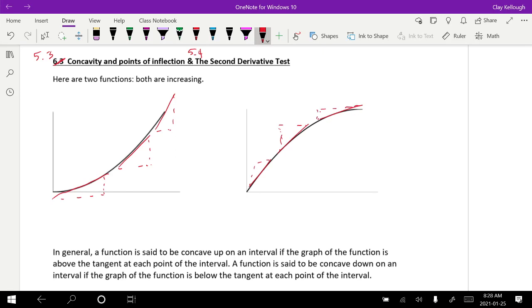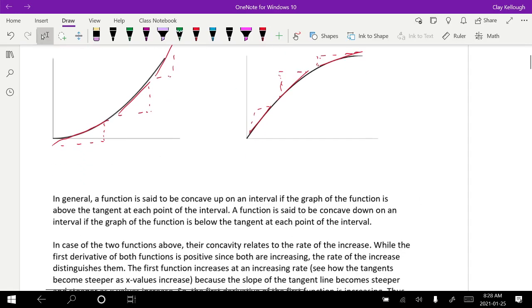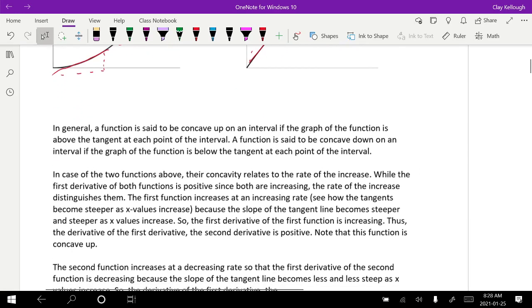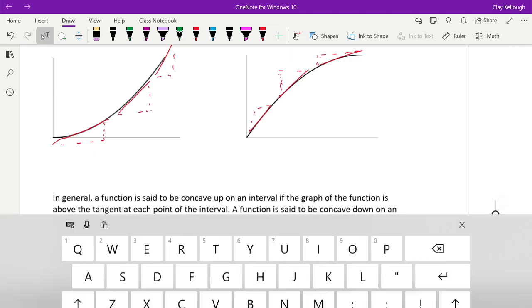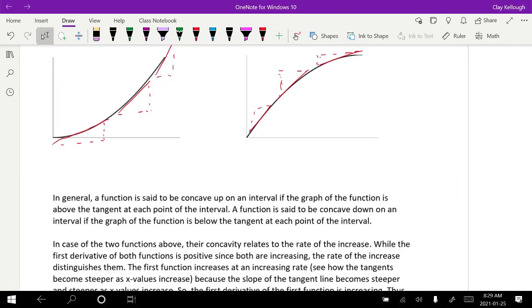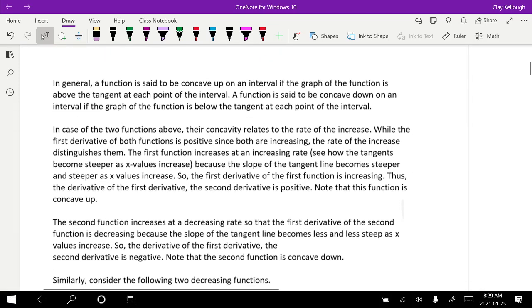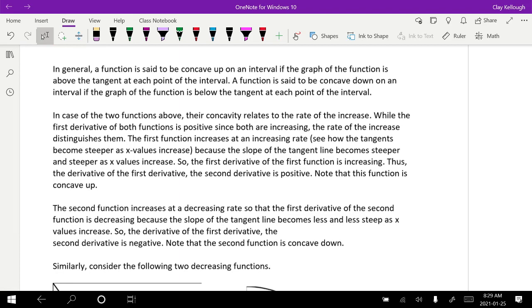So that's what happens when, these are two functions that are increasing, and in general, a function is said to be concave up on an interval if the graph of the function is above the tangent line at each point. If the function's below the tangent line at each point, then we call that concave down. So in the case of the two functions above, their concavity relates to the rate of increase.